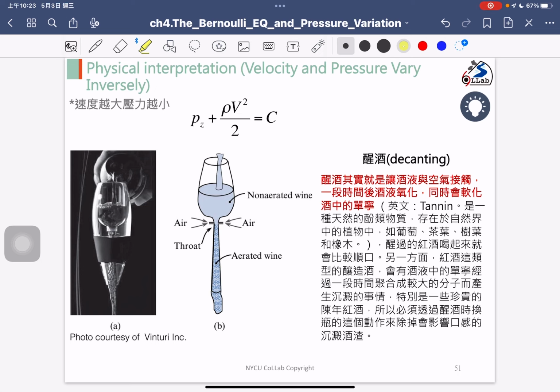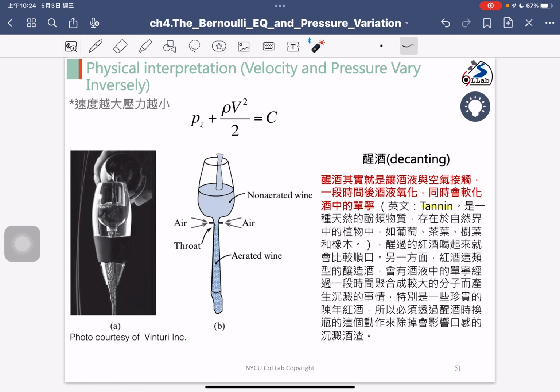Sometimes for older red wine, there will be some sediment deposited in the bottle, and most of the deposited sediment we call the tannin. And the tannin will affect the tasting of the red wine. You won't like red wine with the tannin. So that's a decanter. This is the decanter.